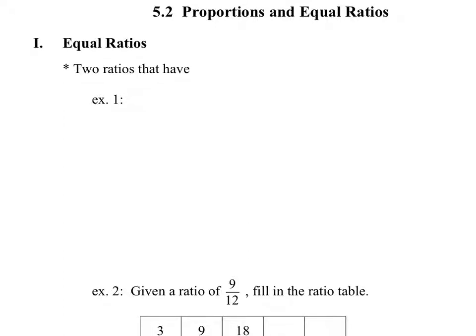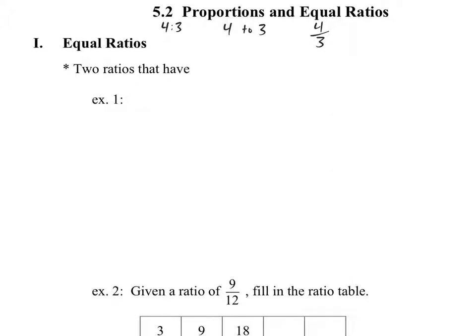So 5.2 kind of builds on yesterday. Yesterday we were looking at ratios. I wouldn't write this down, but yesterday we looked at ratios. You could say it's like a 4:3 ratio, or sometimes they'd write it out like 4 to 3, or often it'd be a fraction like 4/3.